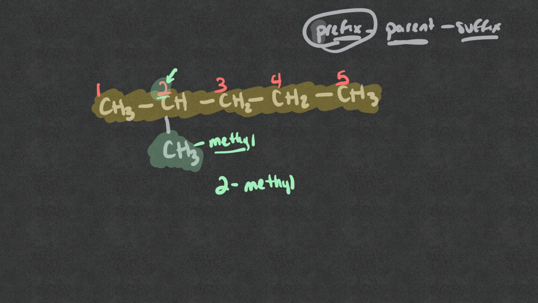2-methyl. All right? Now we're going to go to our parent. What is our parent? We have a 5-carbon chain here. So this is a pent. And what family is it in? Well, this is an alkane, so we write ane at the end. So it's a 2-methylpentane. All right, so this is the name of this organic compound. Let's do a couple more.